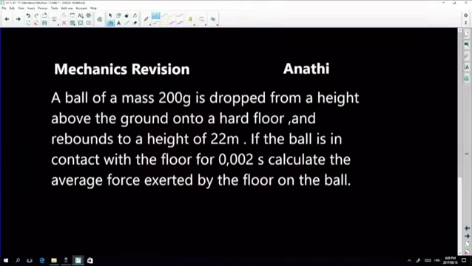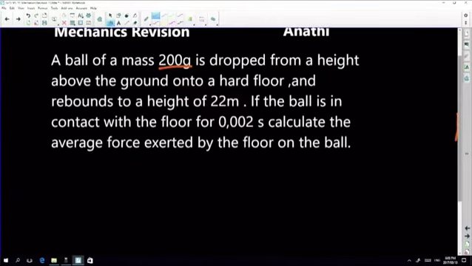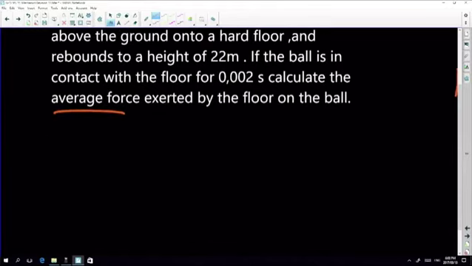So this is from Ananti. A ball of mass 200 grams is dropped from a height above the ground onto a hard floor and then rebounds to a height of 22. If the ball is in contact with the floor for 0.02 seconds, calculate the average force exerted by the floor on the ball. So what they're telling us is we've got a ball.